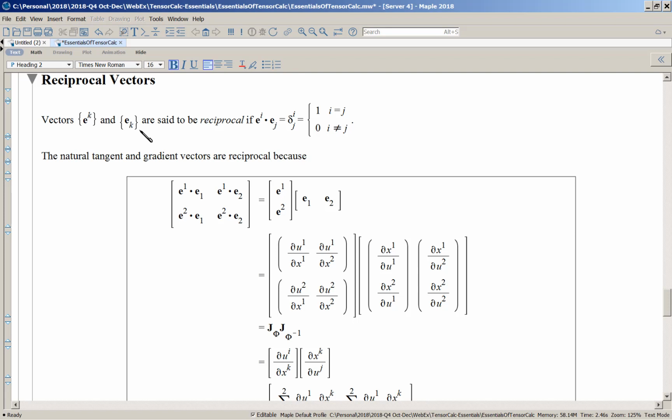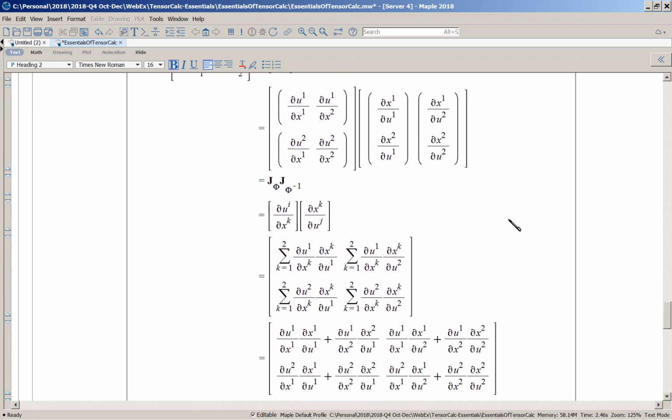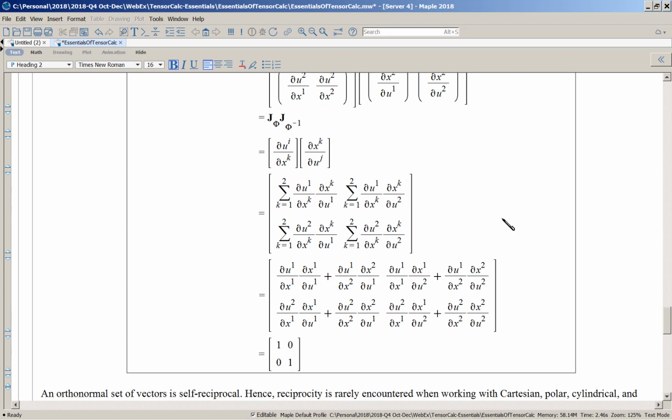Vectors that have this property are called reciprocal. What vectors have this property? Tangents and gradients. That's probably where the idea came from. Tangents and gradients form a set of reciprocal vectors.